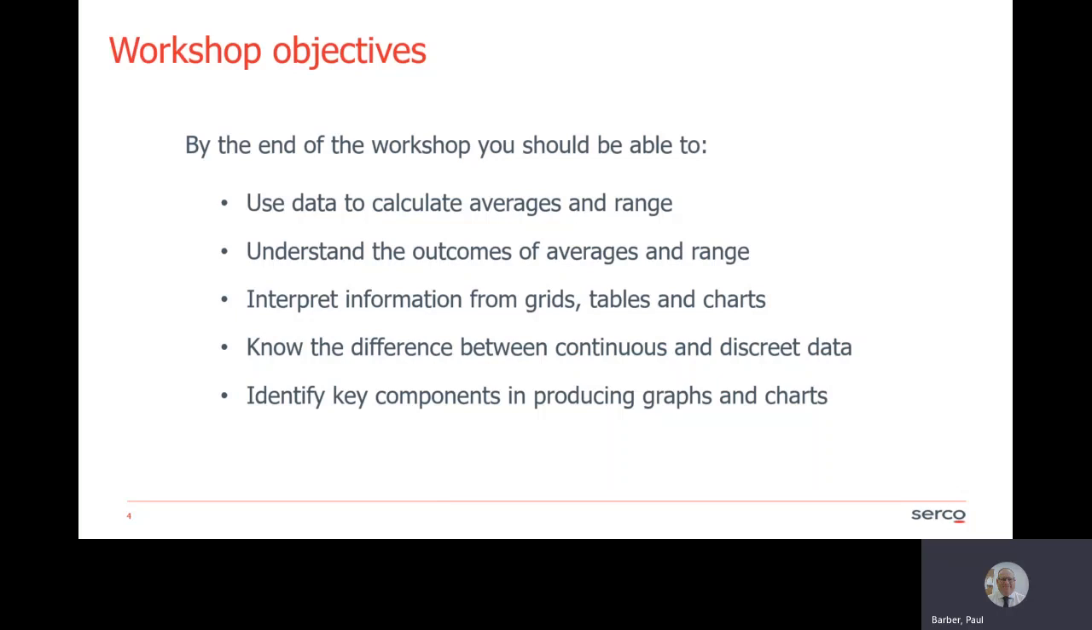We'll then look at the grids, tables and charts that you'll be using in two ways. One is getting information and interpreting information from them. The other is to create graphs and charts, and to do that, ideally you need to know the difference in continuous and discrete data as well, so I'll cover that. So we'll look at averages and range first, and then we'll go on to the grids, tables, charts, graphs, whatever word you want to use to describe them.